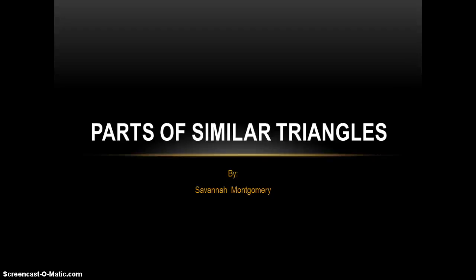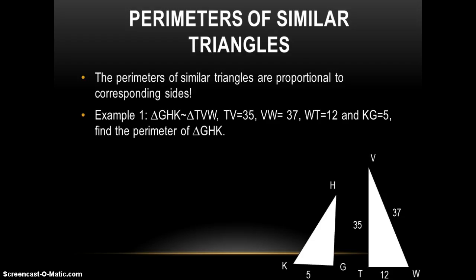Now we're doing parts of similar triangles. So the first thing we're going to do is perimeters of similar triangles. The perimeters of similar triangles are proportional to the corresponding sides.